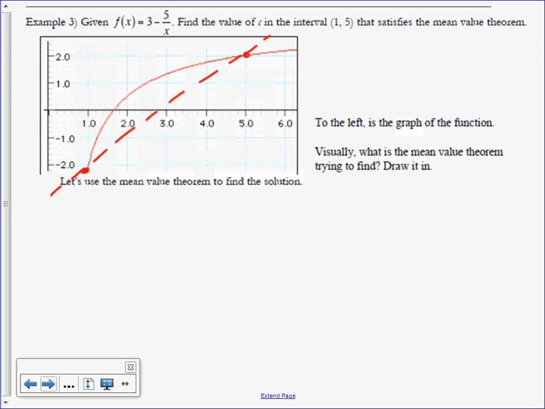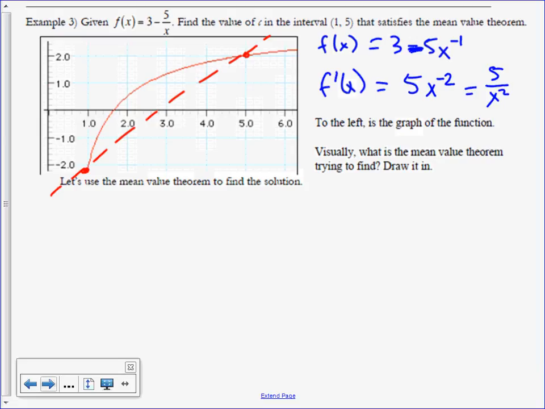Since we don't like fractions when doing derivatives, you can write that as f of x equals 3 minus 5x to the negative 1. If you take the derivative of that, remember what the derivative of a constant is? 0. And so the derivative of negative 5x to the negative 1 would be positive 5x to the negative 2, which is 5 over x squared.